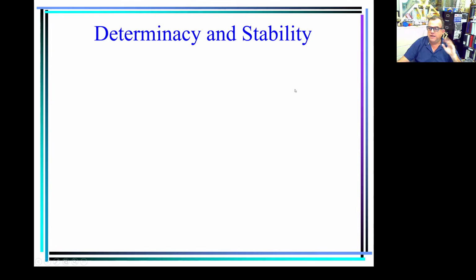Determinacy and stability. Good, that's my cue to tell me that this is it for this lecture, and this is discussed in the next lecture that you can find in the same way that you find this one.